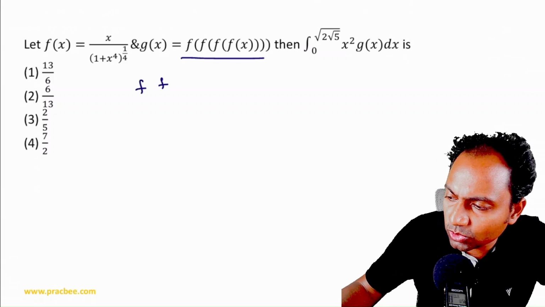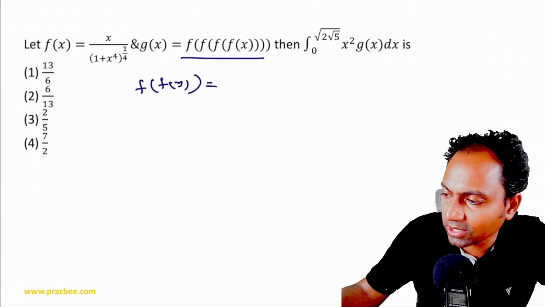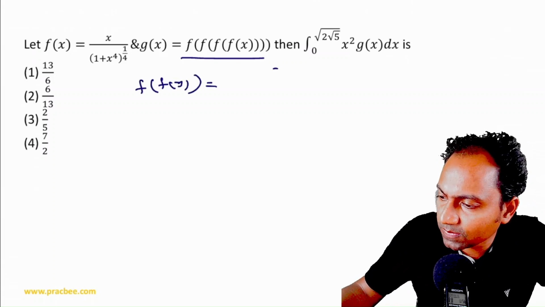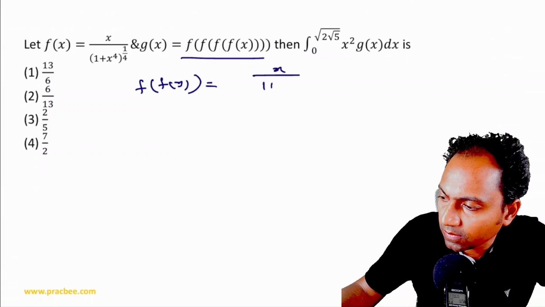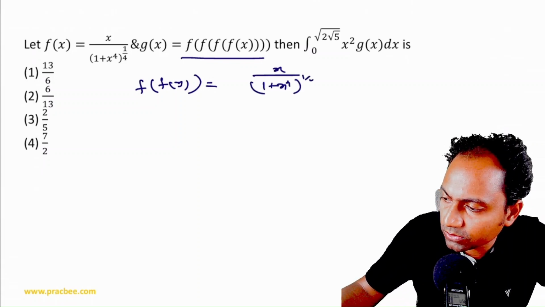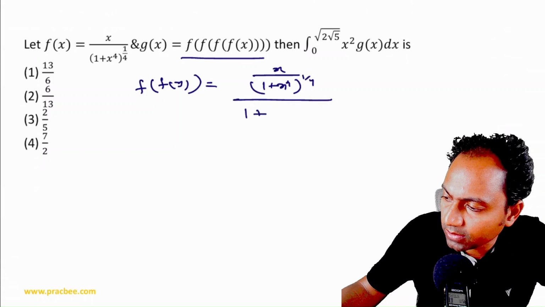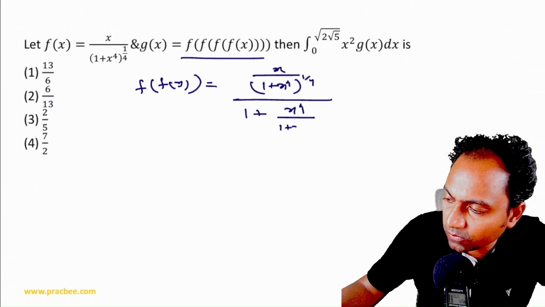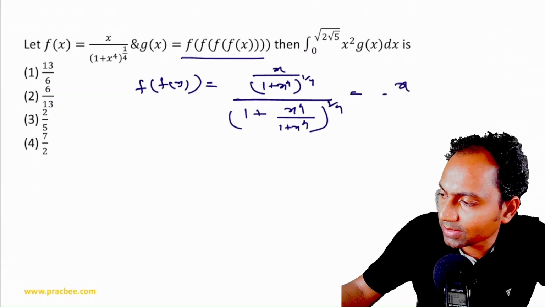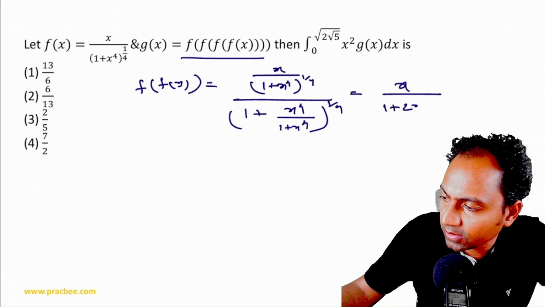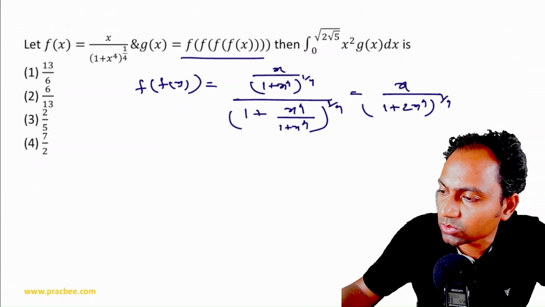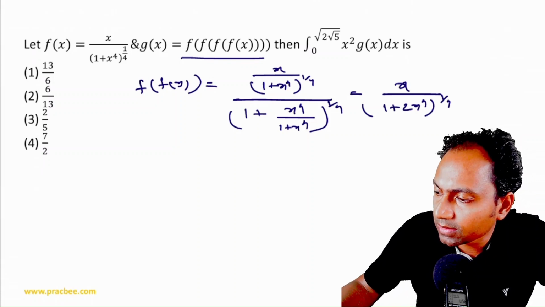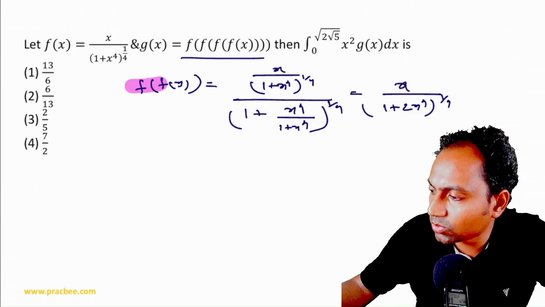In such questions, we usually come out with a pattern if you just check it once. So if I do this, this becomes x upon (1 plus x to the power 4) raised to the power 1 by 4. And if I put it here, it becomes x divided by (1 plus x to the power 4 plus x to the power 4) raised to 1 by 4. And if you simplify, this comes out to be x upon (1 plus 2x to the power 4) raised to the power 1 by 4. So you can see that if I did this once, here 2 is coming.